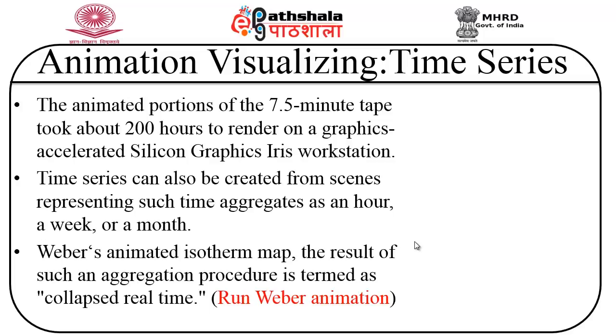The time series can also be created from scenes representing such time aggregates as an hour, a week, or a month. Weber's animated isotherm map is an example. The result of such an aggregation procedure is termed collapsed real time. So now we'll have a look at Weber's animation.